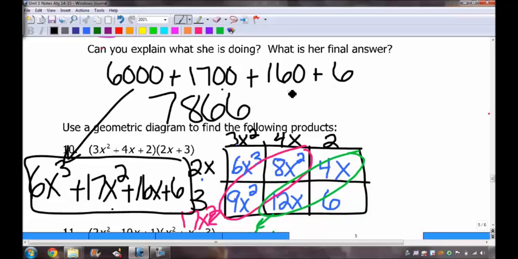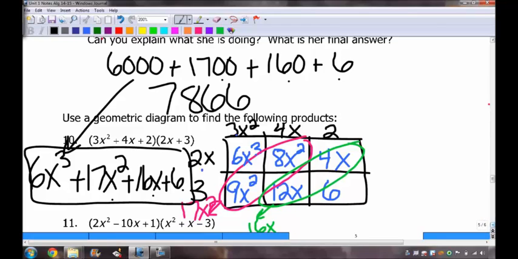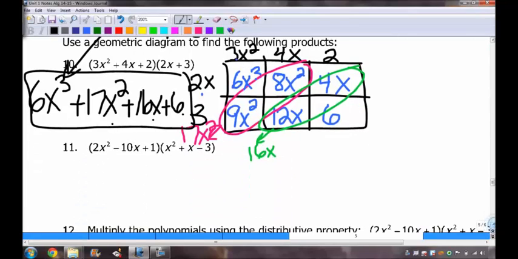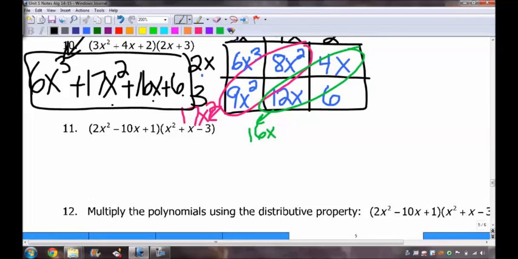This set of 16 tens is like the 16x, and the 6 is like the 6. Okay, all right, so what I want you to do is use a geometric model to do question number 11. I'm going to have you do all of number 11 on your own, and then come back to me when you're done to see how you did, and we'll go from there.